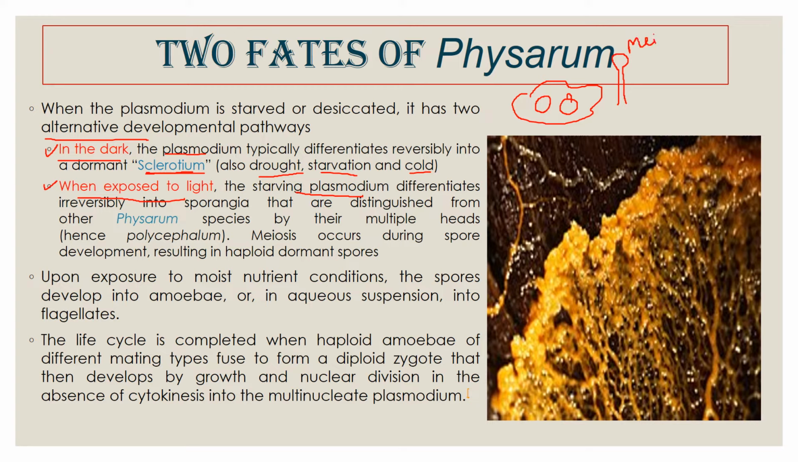meiosis, this is a haploid structure. So what happens is that the slime layer dries up, and the plasmodium converts to a sporangia, and inside the sporangia occurs the meiosis, that is, from the 2n to haploid, from the diploid to haploid, the meiosis is done in the sporangia.